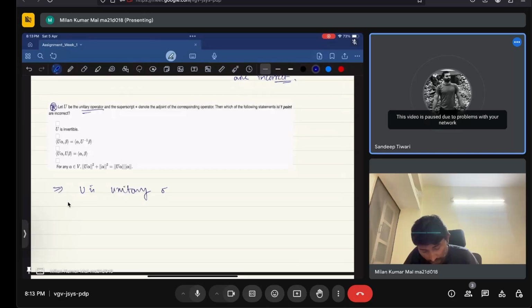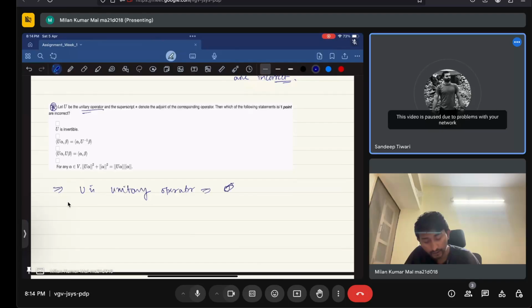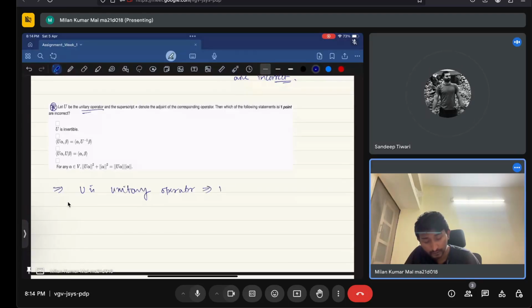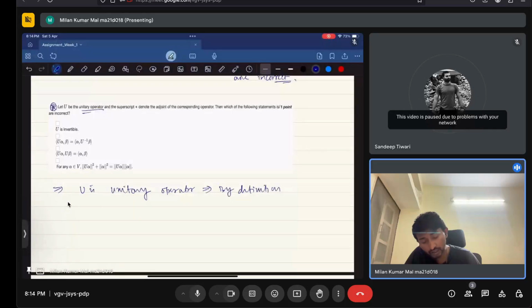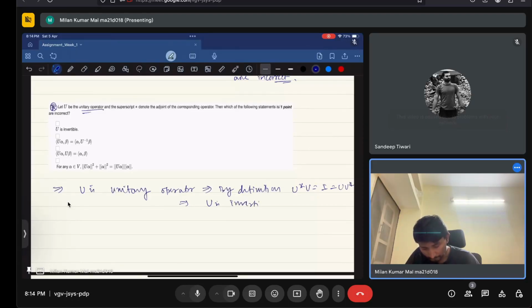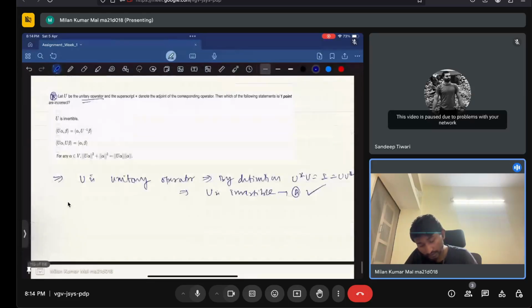Yes, unitary, sir. First option is correct. So by definition u star u is equal to identity, equal to u u star. So that implies u is invertible. That says option A is correct, right?